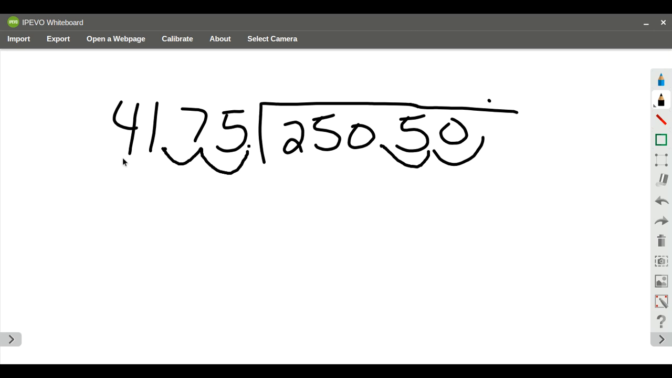So I'm looking at how many times 4,175 is going to go into 25,050. So I could go through and work on this problem, but it's going to take a long time for me to go through it, and I'd rather build some fluency using smaller values for you guys. So we're going to go ahead and move to your guided practice.